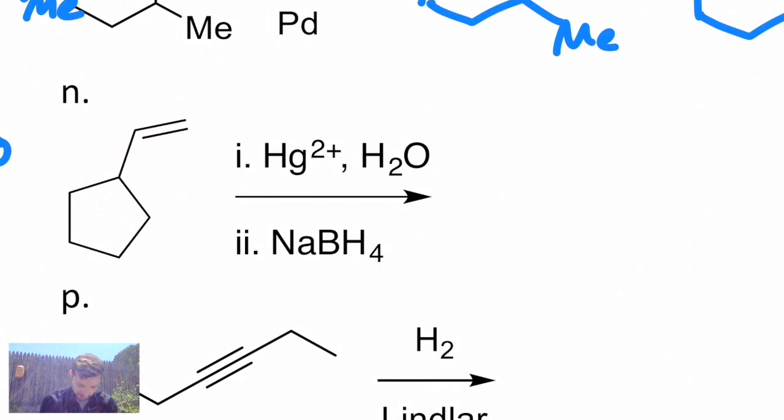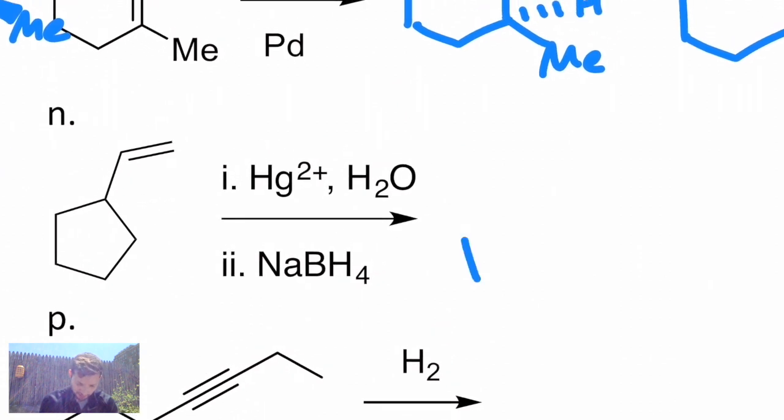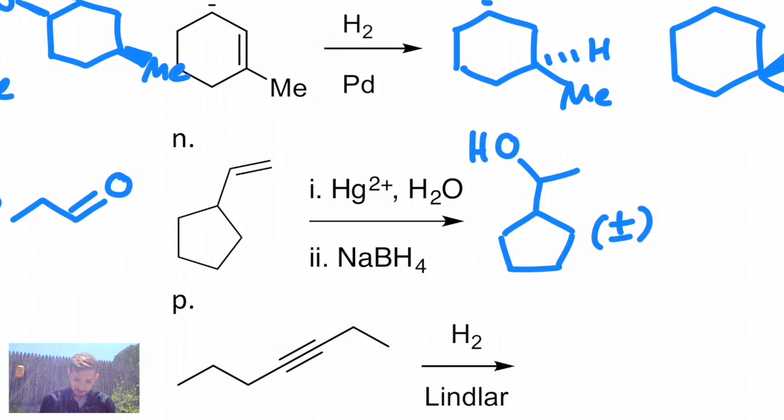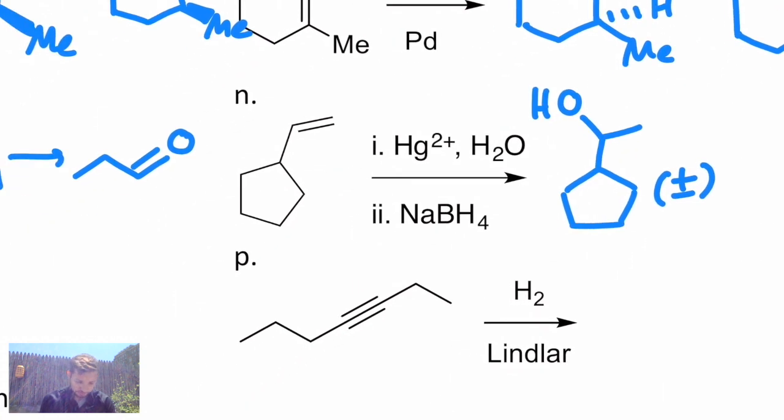So this is the counterpart to A. This is the Markovnikov version of that reaction. You get an OH on the more substituted carbon and an H on the less. That's a stereocenter right there, so I'm just going to draw plus minus with only one stereocenter. I don't even bother specifying it. Communicate that you get both enantiomers with that symbol.